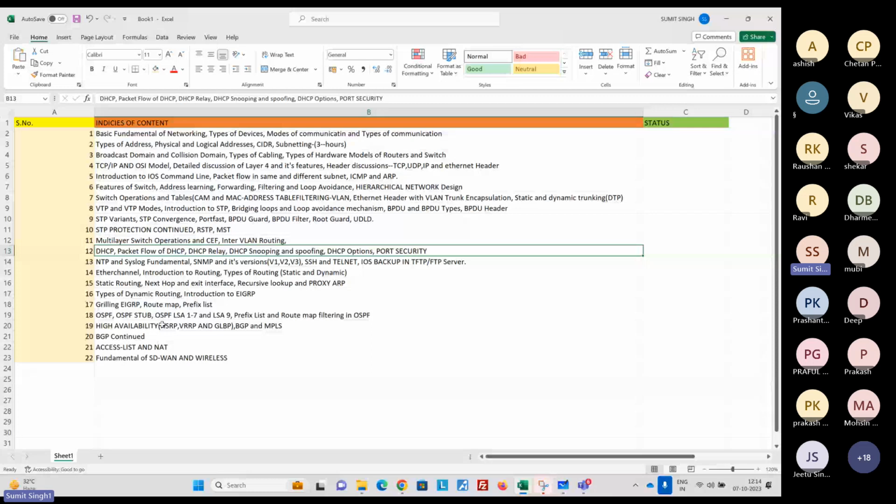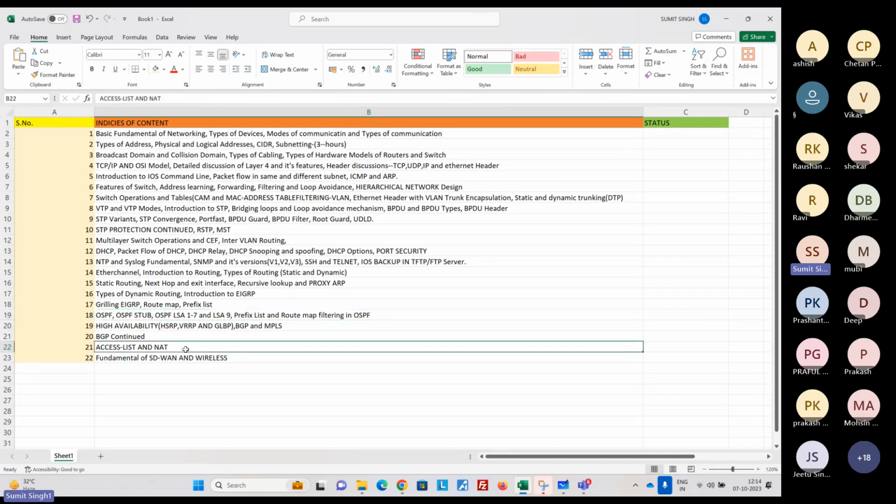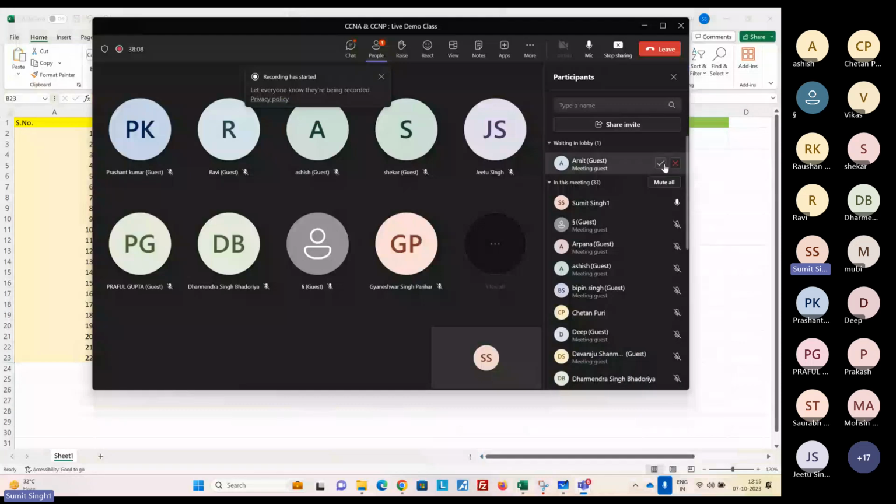In OSPF, I'm going to cover LSA types 1, 2, 3, 4, 5, 7 and LSA 9. So this is the table of contents that we are going to cover in the next 3 months or so. This is only the serial number, not the day-wise content. This is what we will be covering. It may take more days, it may take fewer days. That depends completely on you guys.